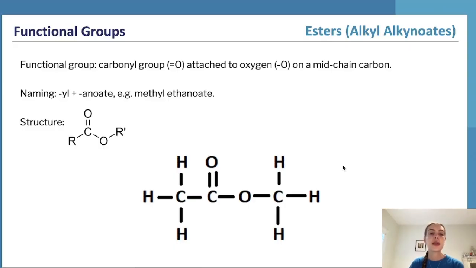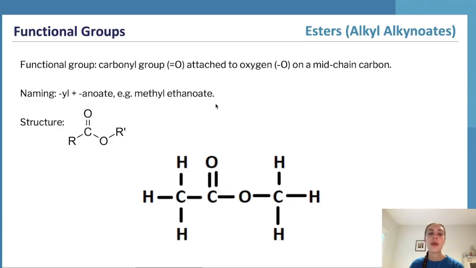The next one we want to look at is esters. So esters are what we know as alkyl alkanoates based on their naming conventions. And so their functional group is going to be quite complex. It's a carbonyl group, which is attached to a single bonded oxygen on a mid-chain carbon. So the way which these are named is we have an -yl plus an -anoate section. So that's where the alkyl alkanoate part comes in.